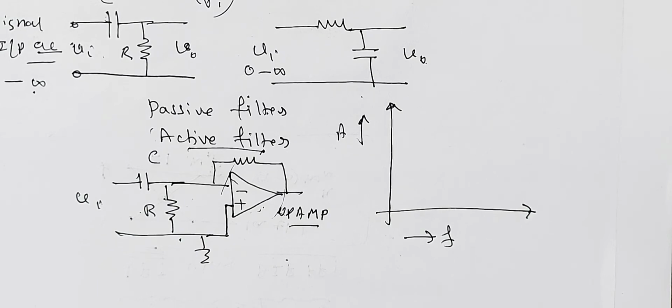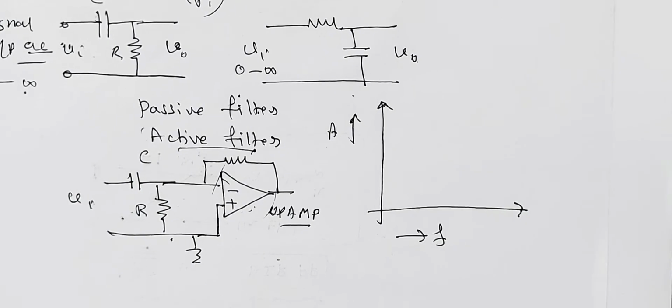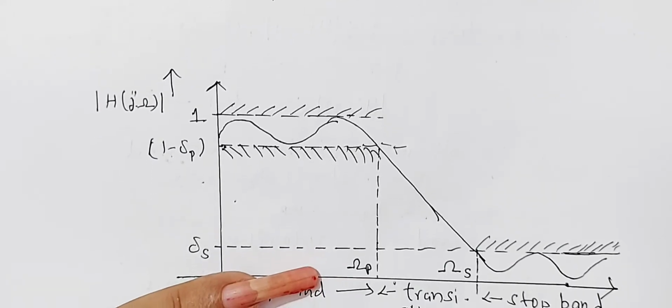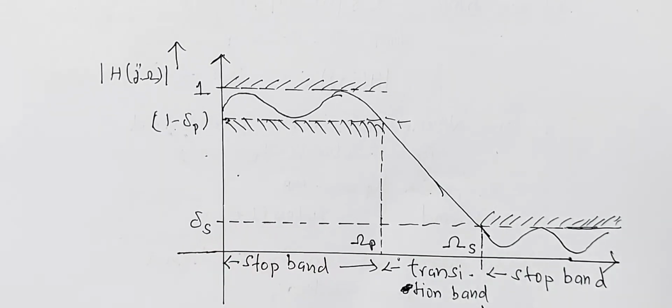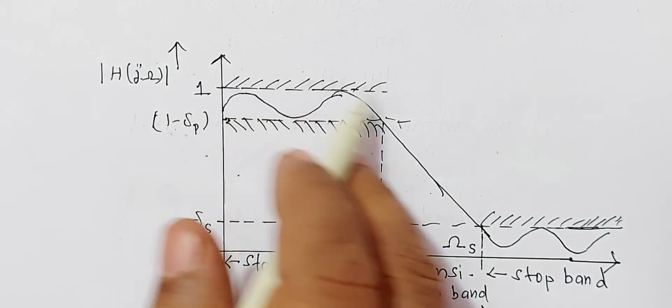Then you should know the specification of this filter. By drawing the magnitude frequency response of any filter, you have to give the specification. What are those specifications? See this figure. To study these specifications, I will consider the magnitude frequency response of a low pass filter. This is a low pass filter.